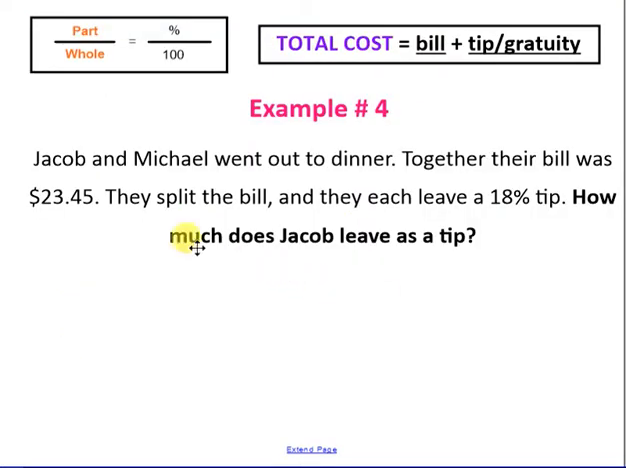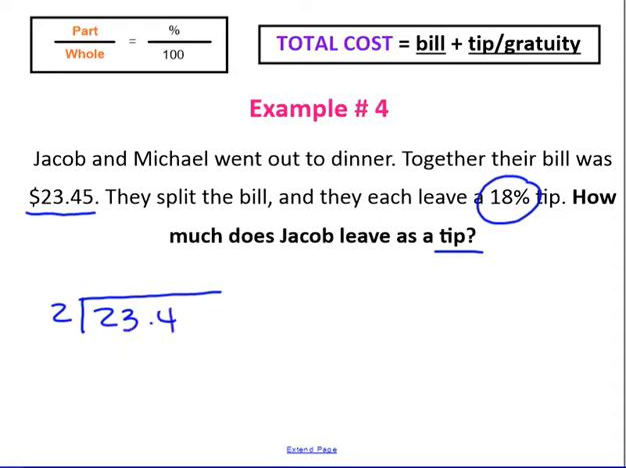All right, example 4. Jacob and Michael went out to dinner. Together, their bill was $23.45. They split the bill and they each left an 18% tip. How much does Jacob leave as a tip? First thing I need to do is split this bill. So I'm going to do 2 into 23.45. And you can go ahead and use a calculator for that.